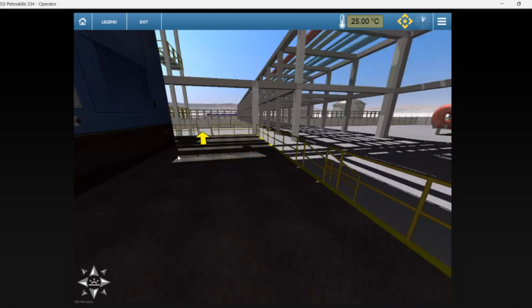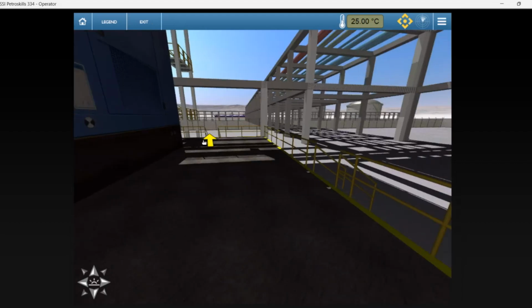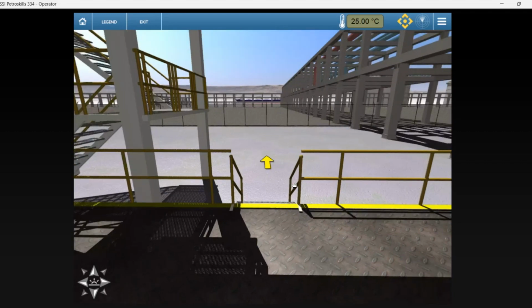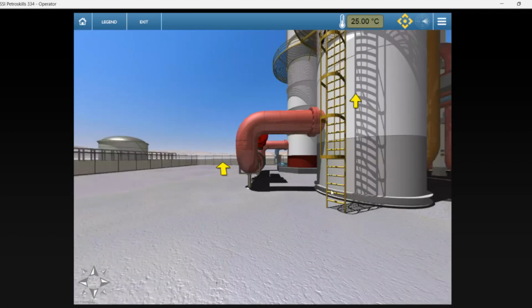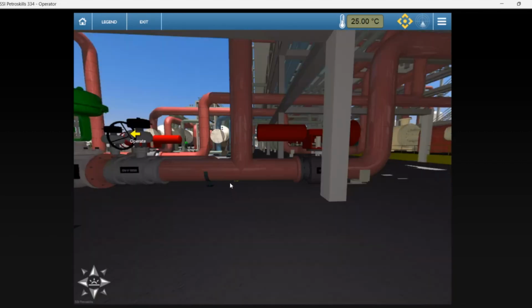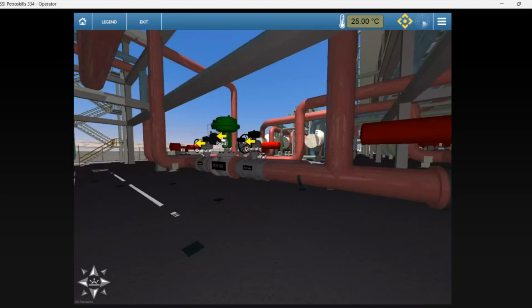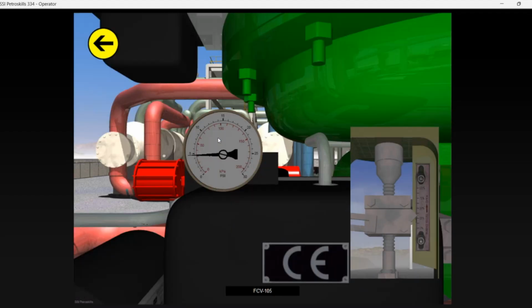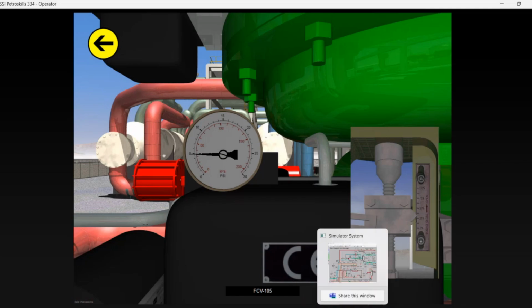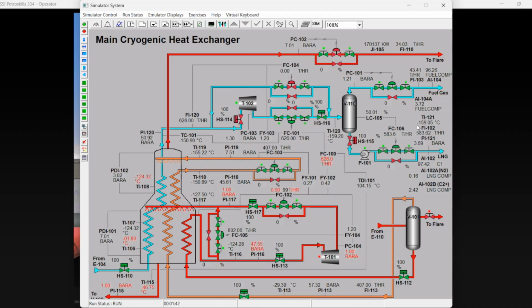We will now look at FCV 105 in the outside operator. So here's FCV 105. If we open it up, we can see that the output is greater than 0, indicating that it's opening. And if we go back into DCS, we can see that TI 121 is starting to rise from -159.33 degrees Celsius since the turbine has been shut off.